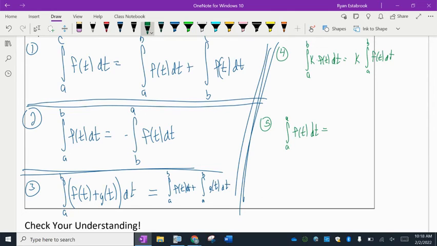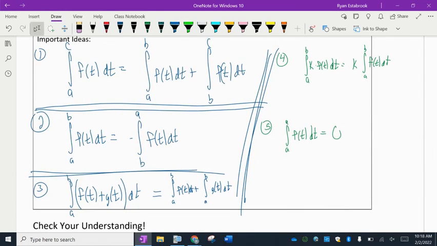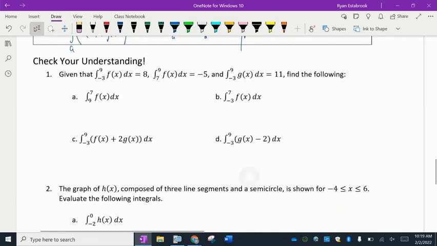So the answer would be 0. If the upper bound and lower bound are the same, there's no rectangle there. It has no width to it, so it would be 0. Okay, so 5 different rules that will become second nature to you. Of these 5, number 1 is the only one that can cause some confusion with changing the bounds. The other ones will seem like, yeah, okay, 2 we've already done. 3, of course, we can split them. 4, put the constant out front. And if the upper bound and lower bound are the same, the integral is 0.